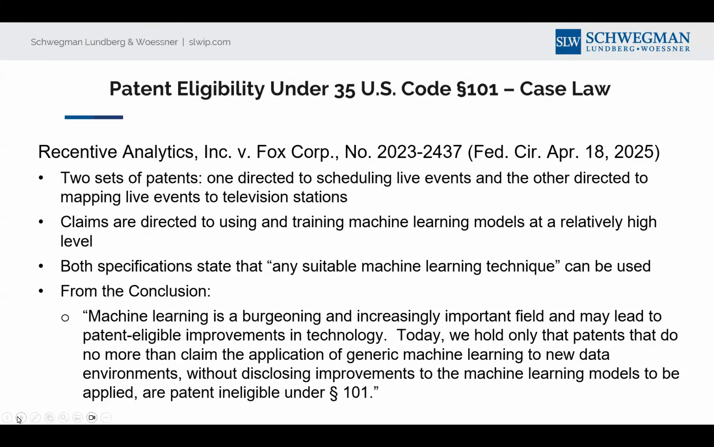Part of the line is, we hold that patents that do no more than claim the application of generic machine learning to new data environments are patent ineligible. And it talks about without disclosing improvements to the machine learning models to be applied. A lot of folks see this as just putting machine learning generally into a particular context isn't going to help you overcome 101. We'll talk about some of the practicals in that later. Next slide, please.